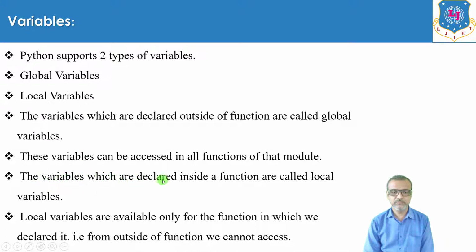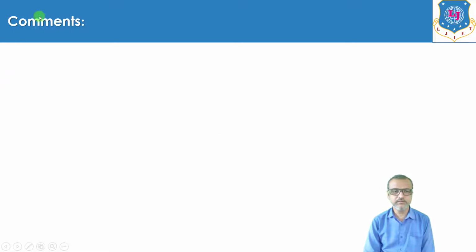The variables which are declared inside a function are called local variables. Here you just have to keep in mind the two most important things: the variable which is declared outside the function is a global variable, and the variable which is declared inside the function is a local variable. Local variables are available only for the function in which we declare them, that is, from outside of the function we cannot access them. Now we will see comments.